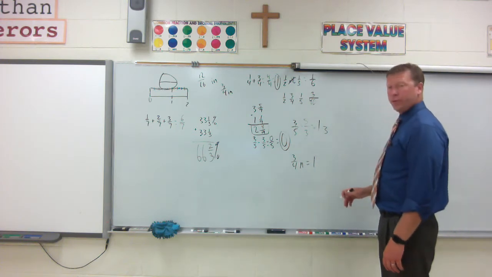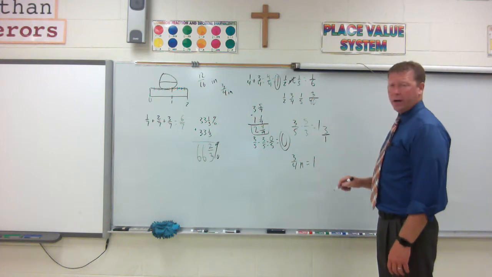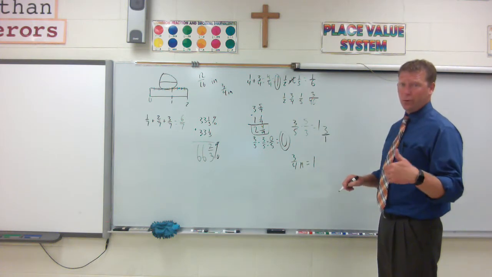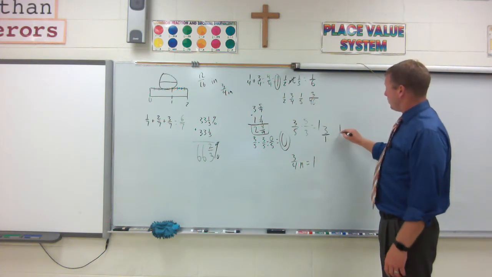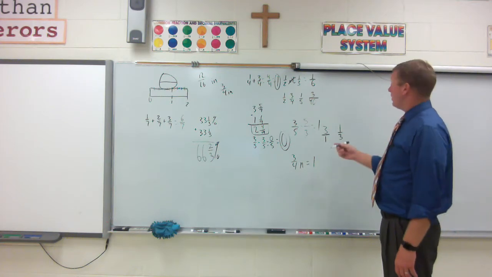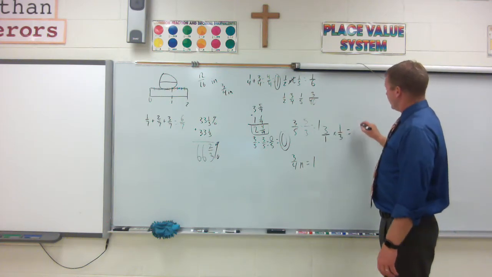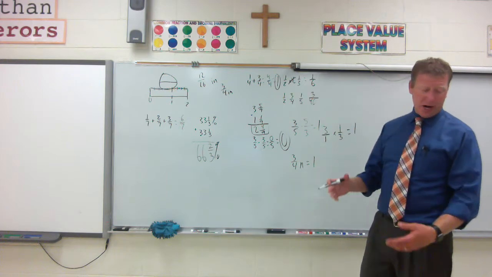Okay, now they gave me the number 3. This is really 3/1, if that helps you guys. Any number over 1 is that number. So what's the reciprocal? 1/3. What's it when I multiply them together? It's 1. The inverse property tells me that.